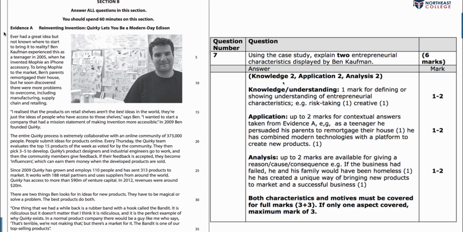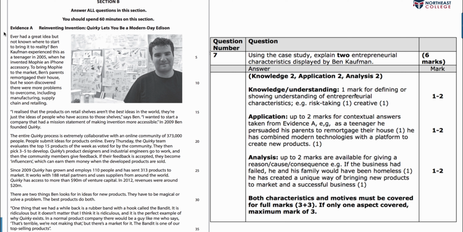So they said knowledge. Remember I said when you're talking about 6 marks questions, you have to use the KAA. Knowledge gives you 2 marks, application will give you another 2 marks, and analysis will give you the last 2 marks. Okay, 6 marks questions. So let's read the question again. Using the case study, explain 2 entrepreneurial characteristics displayed by Ben Kaufman.